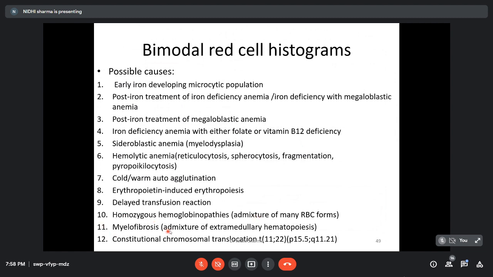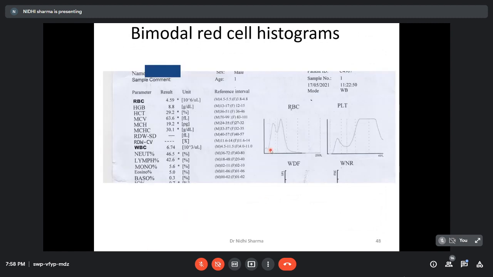An admixture of EMH kind, like early myelofibrosis, could give you this bimodal graph. And a very rare constitutional chromosomal translocation, T1122, can cause this kind of picture. So two populations means, if you see this kind of thing on your histogram, you really need to screen for these two populations on your PBF and try to find out what exactly these two populations are.